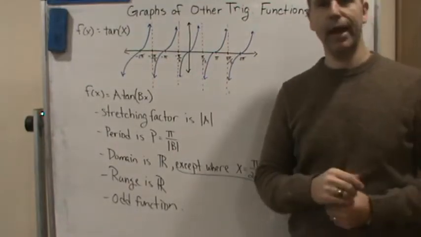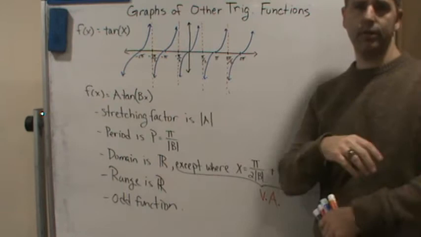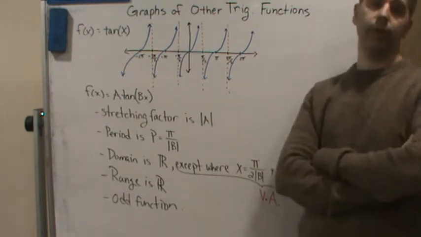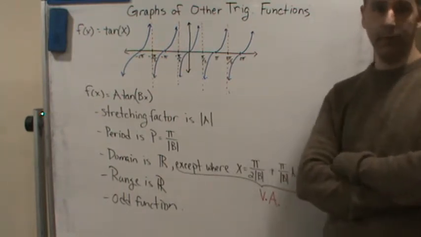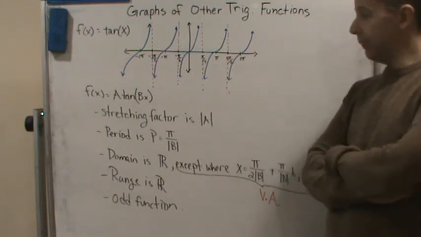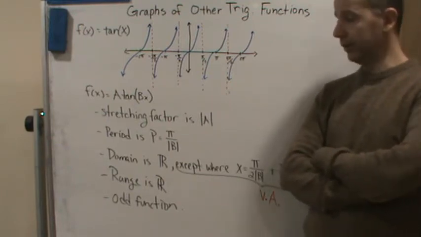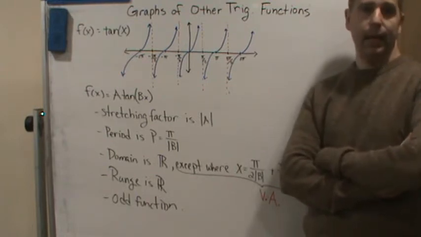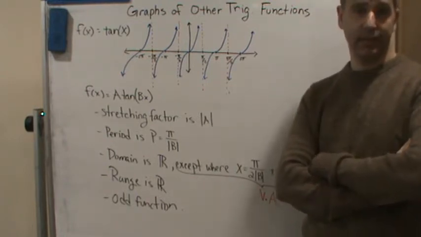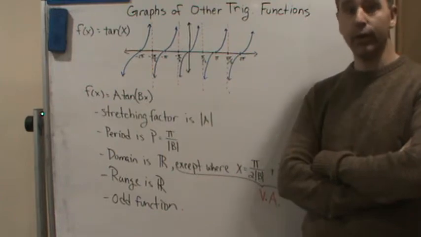Okay, so welcome. Now we're going to start our discussions on graphing other trigonometric functions, starting with the tangent function. I sketched the graph of the tangent function to show you what I'm talking about. I'm going to go through the characteristics. But again, once we know the characteristics, it's going to be pretty straightforward to graph these very quickly.